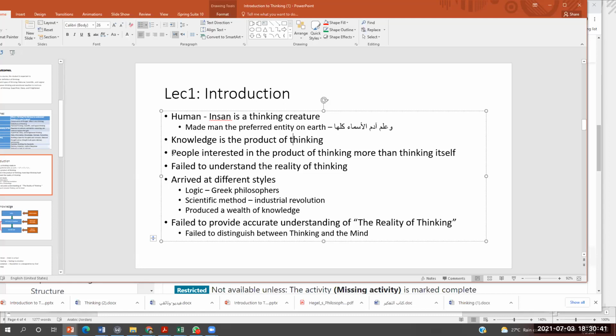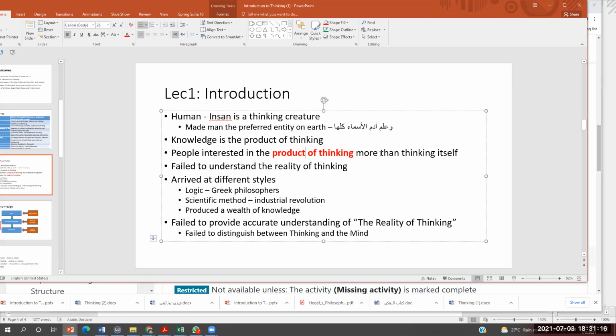Now, over the past, let's say thousands or millions of years, doesn't matter how many humans live, most of the time, people are not interested in how we think. We are interested in the product of thinking. So the product of thinking, let me mark this with a different color. So the product of thinking is what we care about.